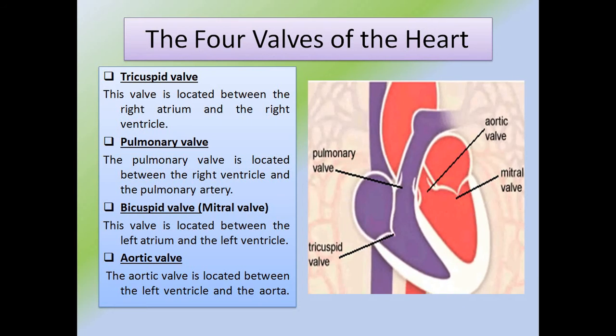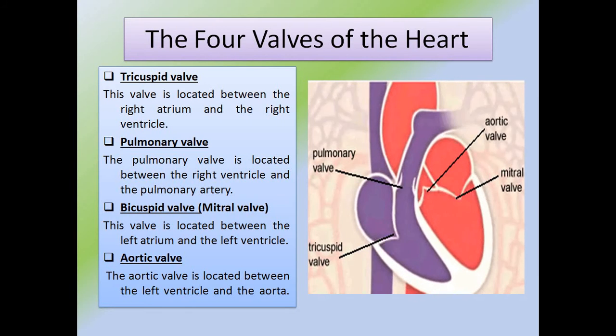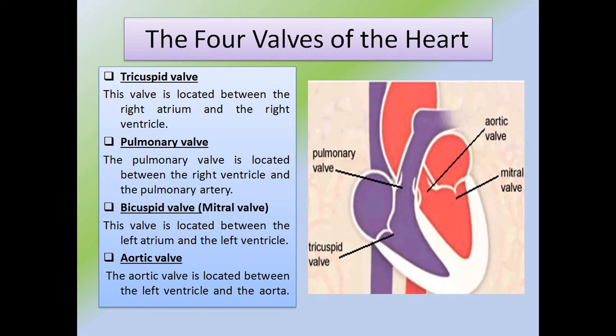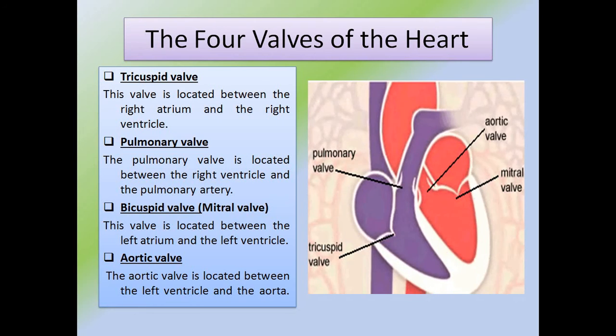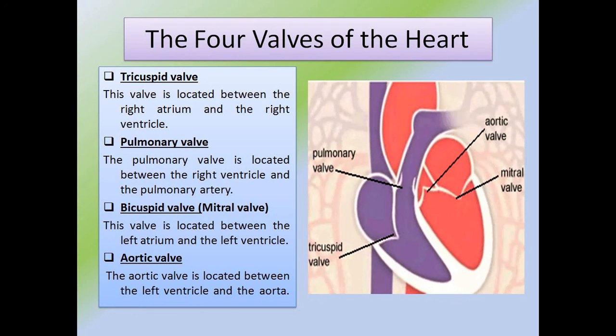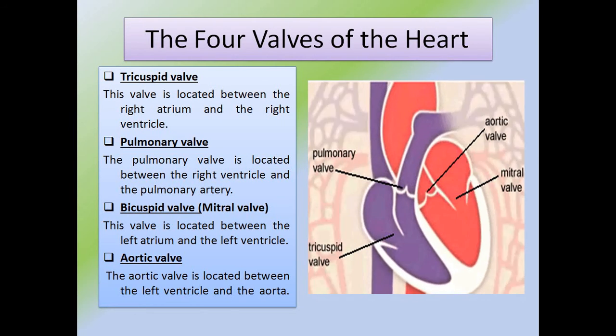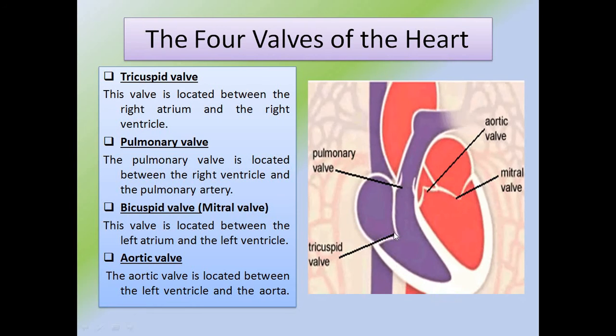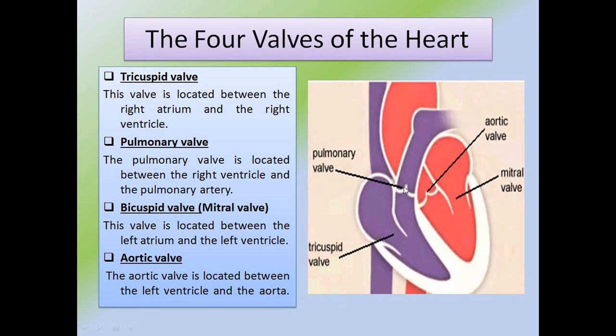The valves of the heart. In our heart, there are a total of 4 valves. The first one is the tricuspid valve. The tricuspid valve is located between the right atrium and right ventricle, and this is the location of the tricuspid valve. The second one is the pulmonary valve.